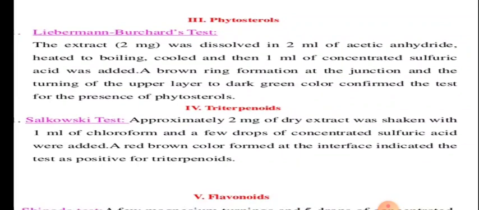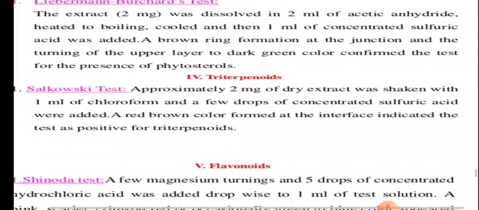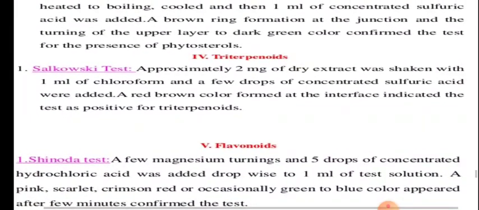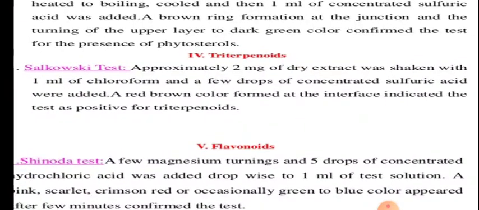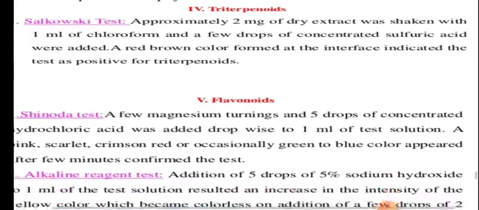Extract of 2 mg is dissolved in 2 ml acetic anhydride, heated to boiling, cooled, and then 1 ml concentrated H2SO4 is added. It shows a brown ring at the base. Then for triterpenoids, approximately 2 ml of the Salkowski test solution is shaken with 1 ml chloroform and a few drops of concentrated sulfuric acid. So like this it is to be used.